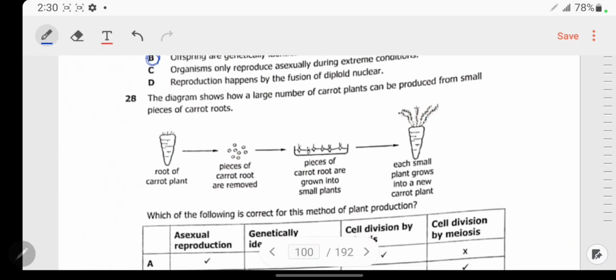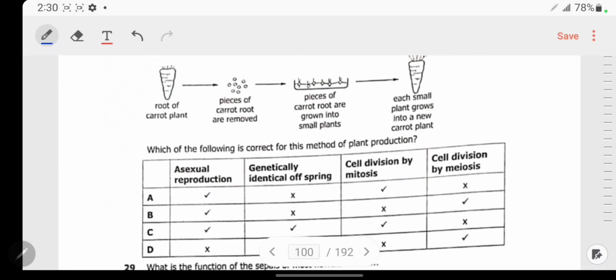Looking at 28, the diagram shows how a large number of carrot plants can be produced from small pieces of carrot roots. So we have the root of the carrot plant, we have the pieces of carrot roots are removed, we have all these diagrams. Now, which of the following is correct for this method of plant production? Now, if we are removing from the main plant, automatically that one is asexual reproduction.